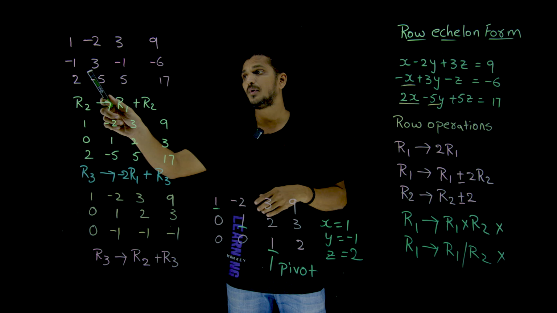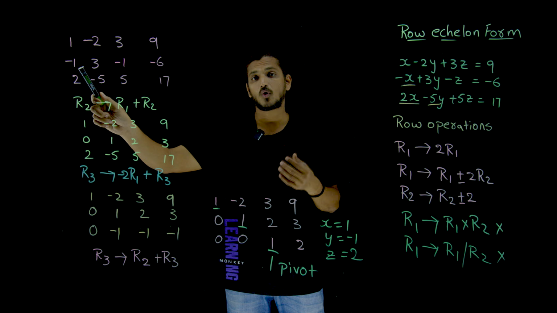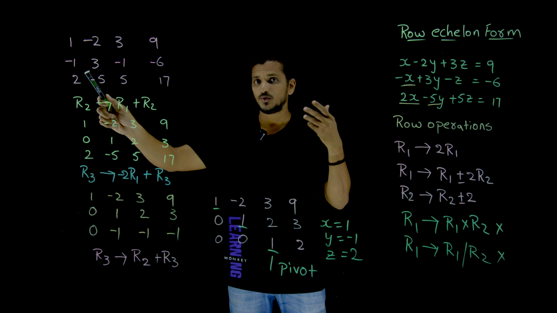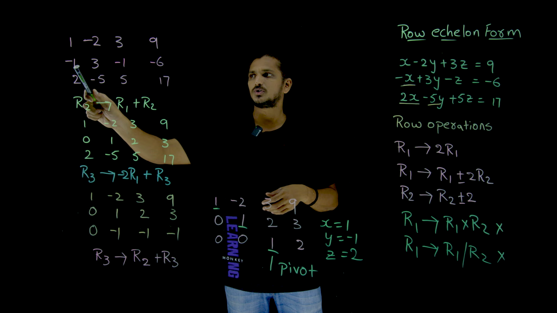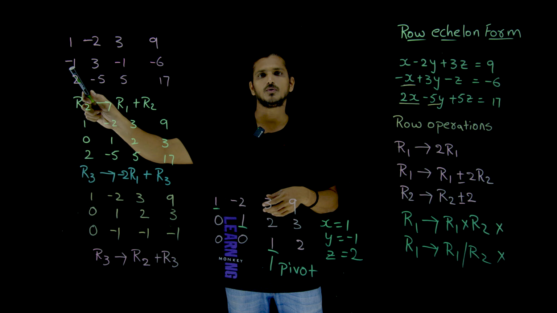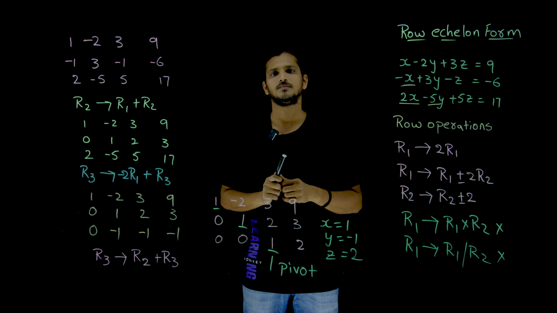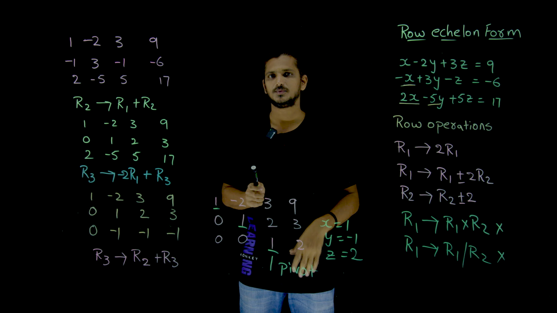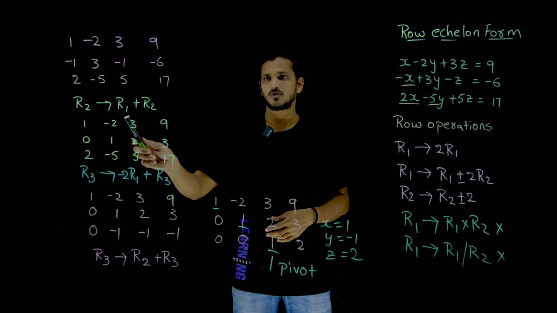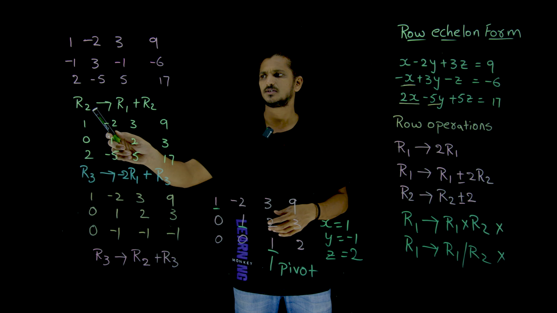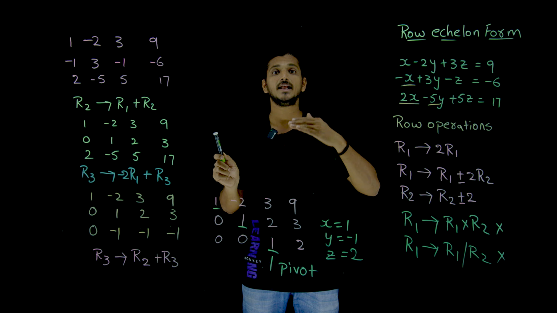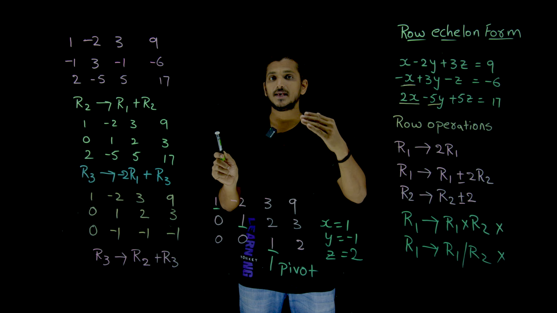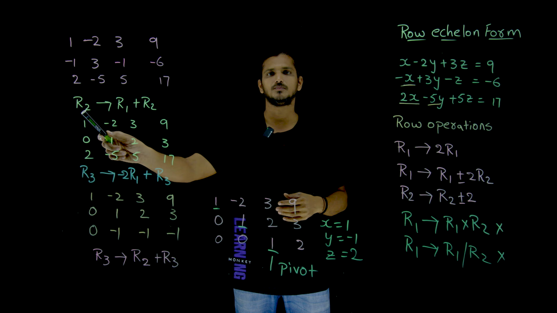Now, in order to make this term 0, what row operation can we do? If you add these two terms, meaning row 1 plus row 2, you are going to get 0. So the first row operation we are going to do here is row 2 equals row 1 plus row 2, meaning adding the two rows and placing the result in row 2.